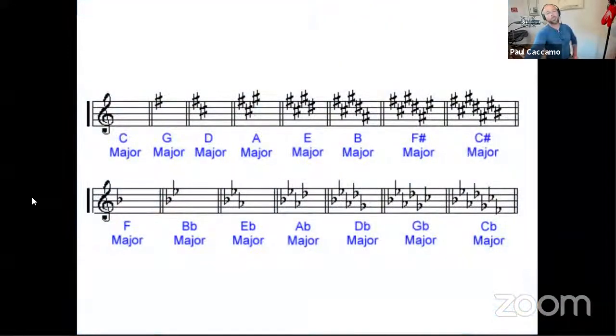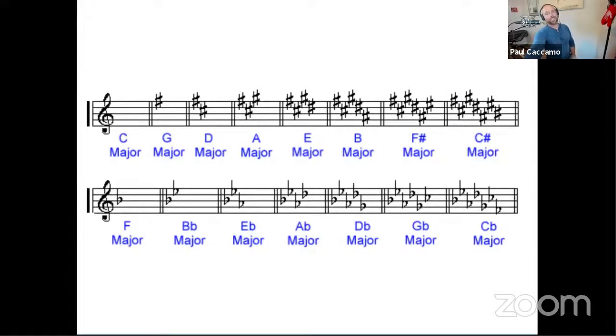Okay, so now key signatures. Here they are all for you. Just a way to easily figure them out: in sharp keys, take the final sharp and move up a half step. I'm sure that's pretty familiar to all of you.